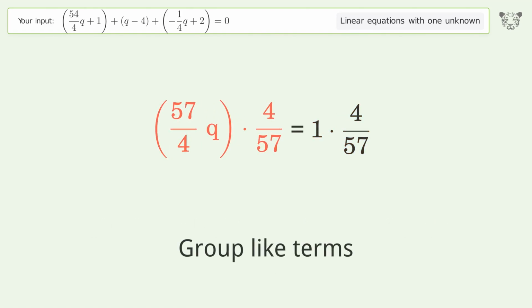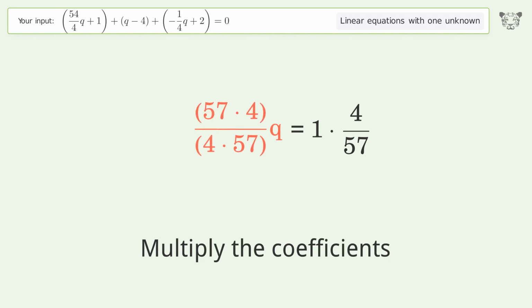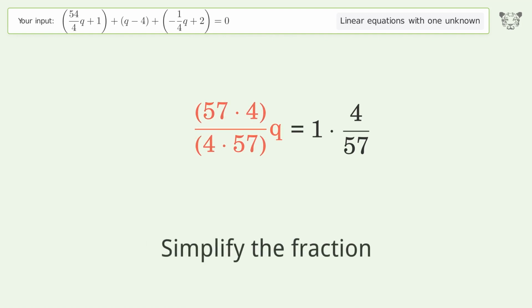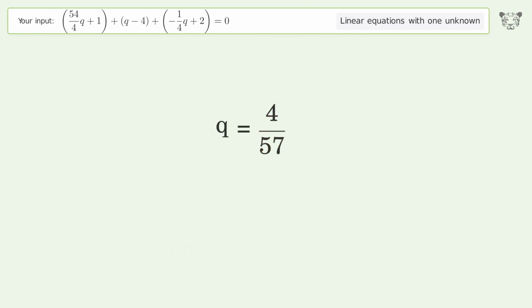Group like terms. Multiply the coefficients. Simplify the fraction. Remove the ones. And so the final result is q equals 4/57.